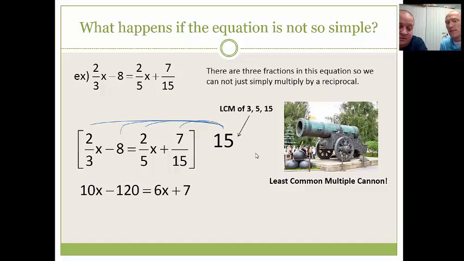So once you do that, you can multiply again. 15 is really 15 over 1, so you can multiply 2 times 15 and divide it by 3 to get the 10x. Negative 8 times 15 gives you the negative 20. 2 times 15 is 30, divided by 5 is 6. And you can do the same thing for the 7. 95 divided by 15 is 7.